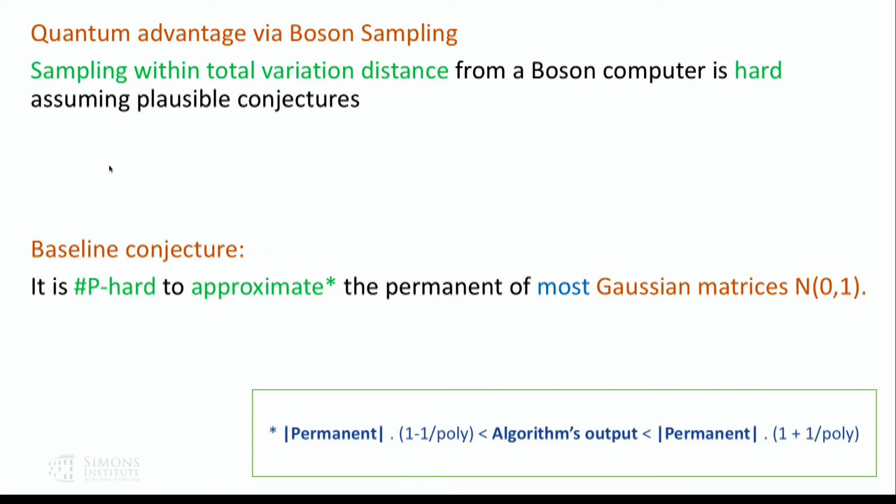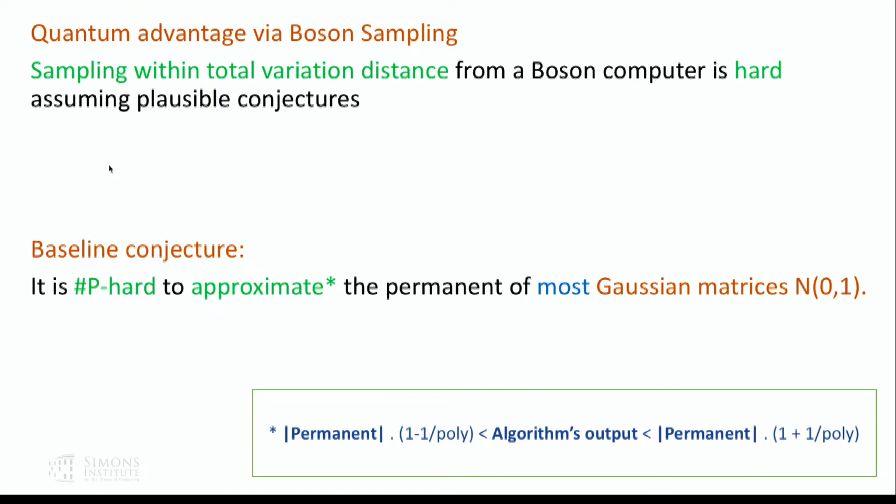Again, as we discussed, the goal is to show that sampling from these boson computers is hard for a classical computer. In their work, Aaronson and Arkhipov in 2010 showed that if there is a classical computer that can sample exactly from the outputs of these boson computers, then we have surprising statements in complexity theory, namely that the polynomial hierarchy collapses, which is conjectured to be false, and is a generalization of the P versus NP conjecture.